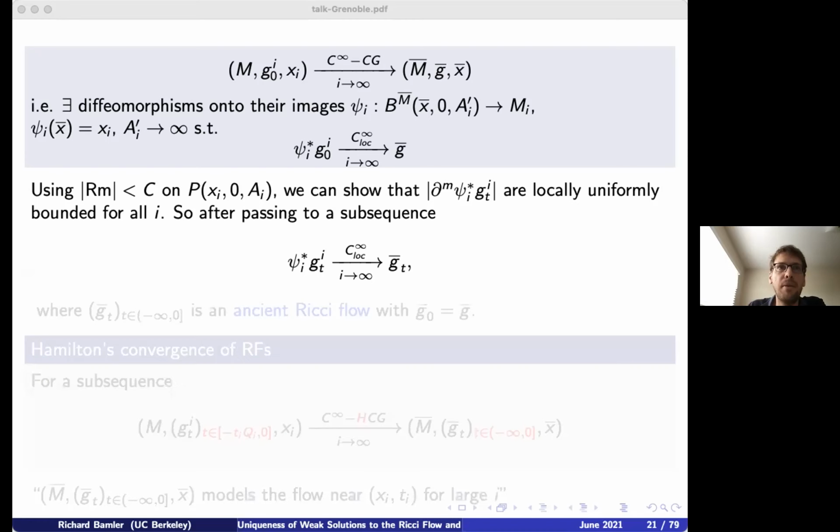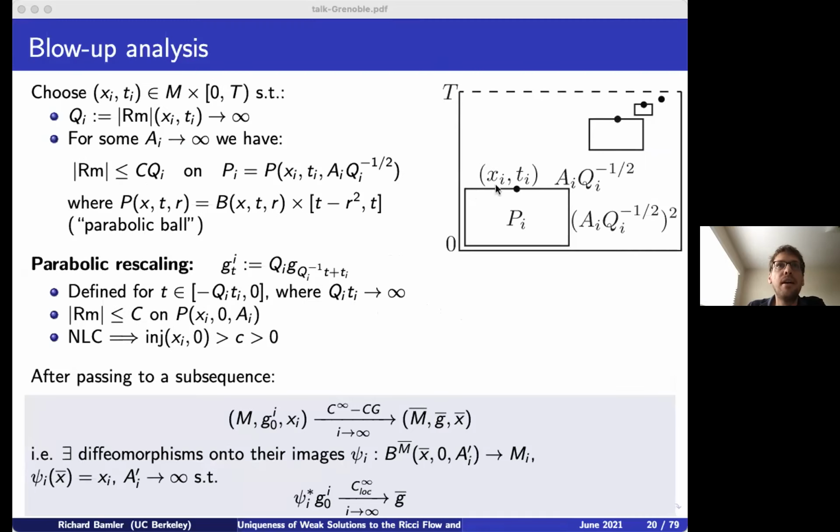Let me just go backwards on the slide one more time. These points x_i and t_i run into some singularity. And we now know that after rescaling, the geometry of these parabolic neighborhoods becomes closer and closer to M bar, g bar. So the local geometry near these points is very close to the limiting geometry. This tells us what the local geometry near these points is essentially.